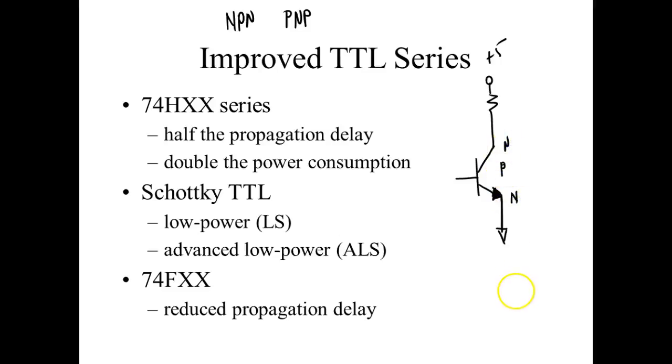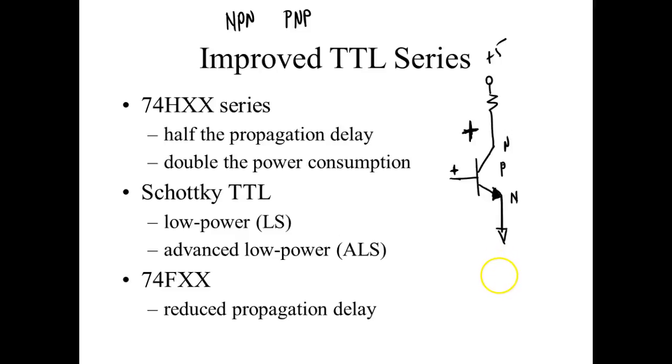So what do we need to turn it on? Well, I have to make the base positive with respect to the emitter, 0.7 of a volt, and then I'm supposed to make the collector much more positive than the base. So this junction right here is what we say reverse bias. This junction right here is forward bias.